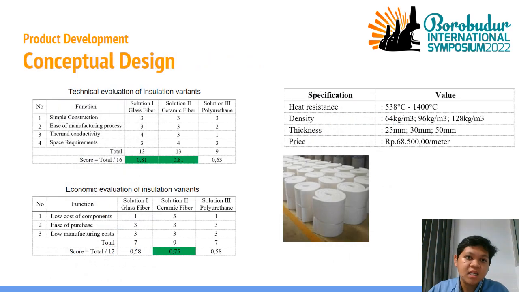The next stage is conceptual design. After knowing the insulation on the rocket stove needs to be developed, we looked for what kind of insulation is more suitable. Various insulation options are assessed from technical and also economic needs. The results of the assessment show that alternative insulation made from ceramic fiber has been selected.